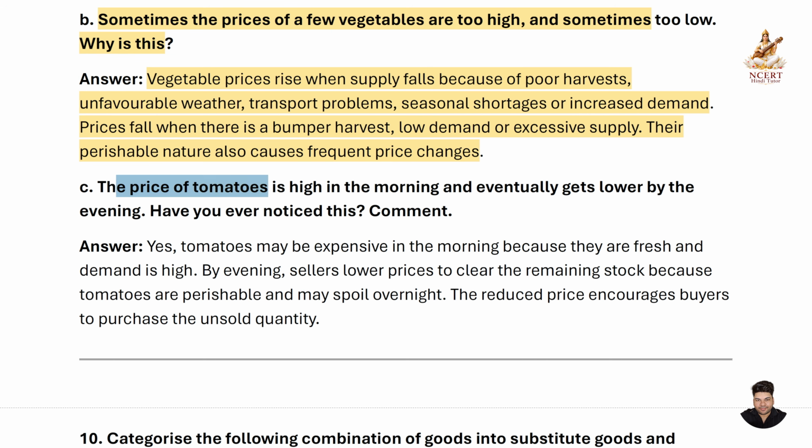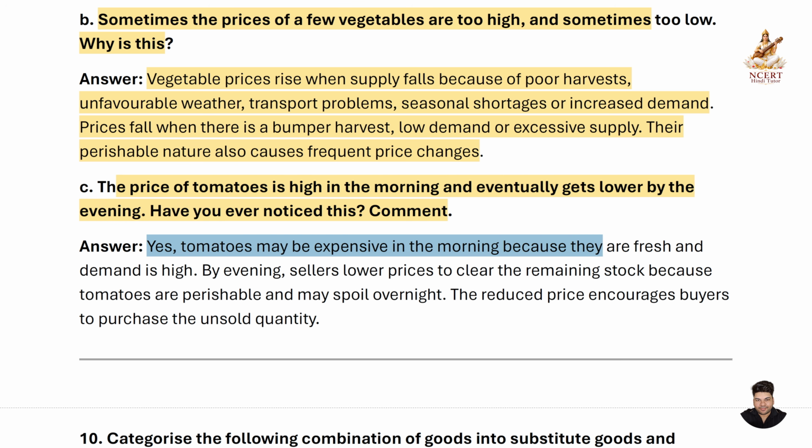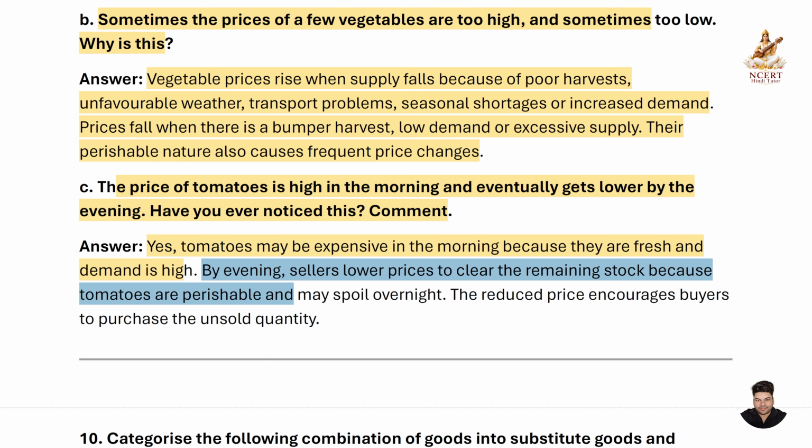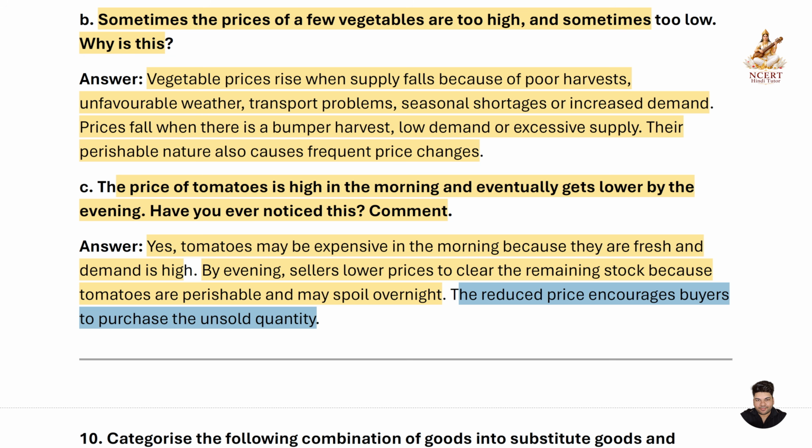C. The price of tomatoes is high in the morning and eventually gets lower by the evening. Have you ever noticed this? Comment. Answer. Yes. Tomatoes may be expensive in the morning because they are fresh and demand is high. By evening, sellers lower prices to clear the remaining stock because tomatoes are perishable and may spoil overnight. The reduced price encourages buyers to purchase the unsold quantity.